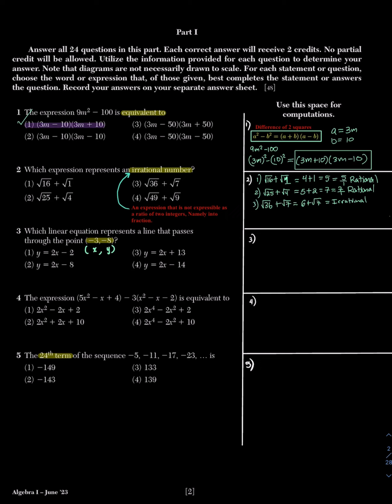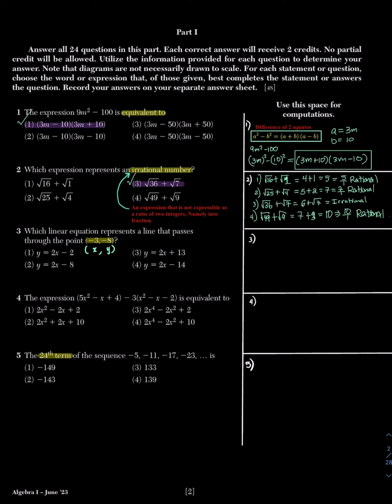So therefore it's irrational. And then for choice 4, we have once again the square root of 49 plus the square root of 9, which are both perfect squares, which gives us the sum of 7 and 3, which gives us a total of 10. Hence, this is also classified as 10 over 1 and rational. Hence, the only one that's irrational is choice 3. We'll highlight that as well.